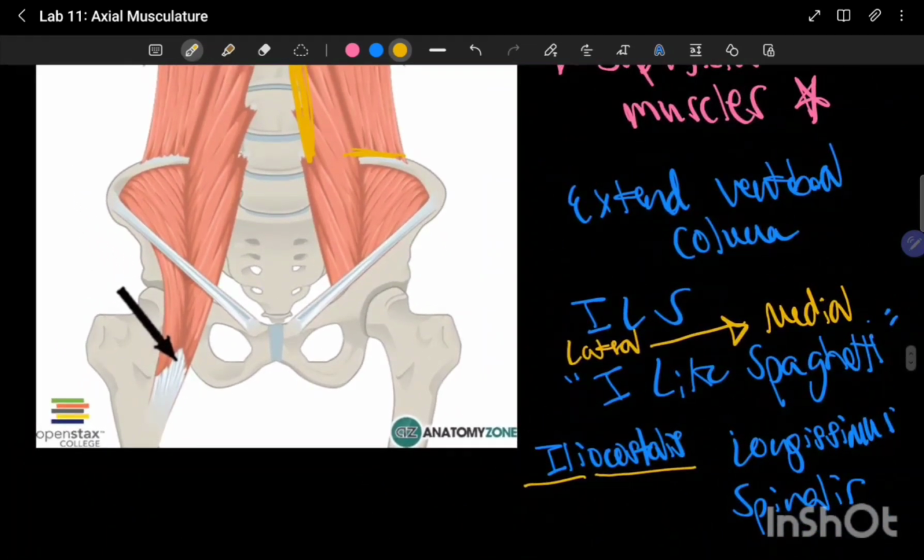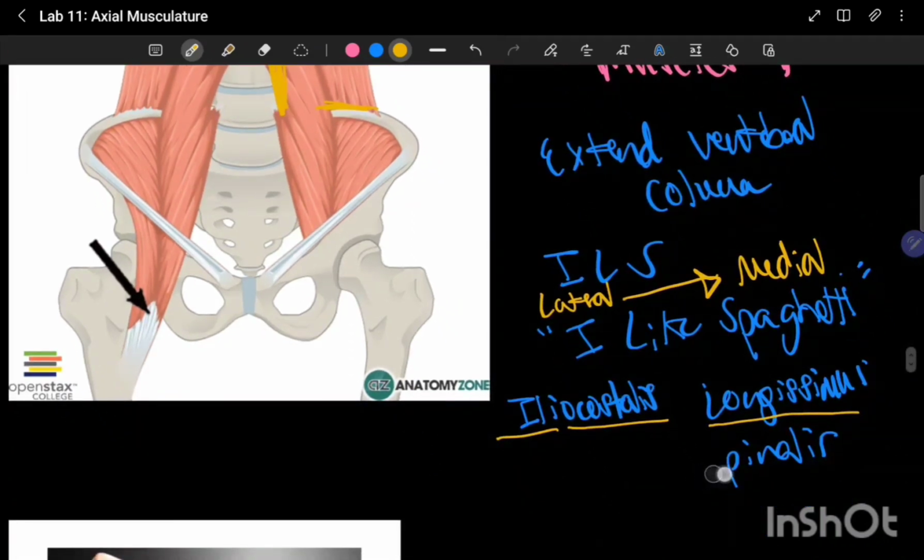The middle muscle is the longissimus muscle. There's not much to tell this apart, only knowing that it's in the middle. And then the other one is spinalis. Spinalis is going to be the most medial, closest to our spine.